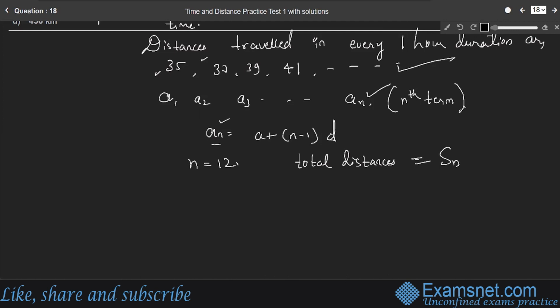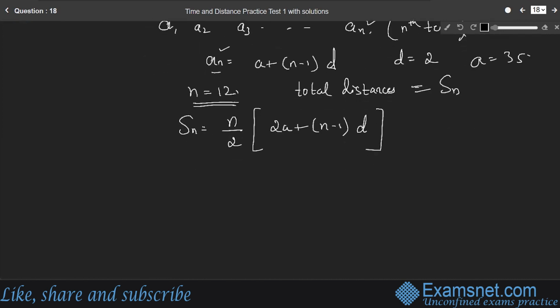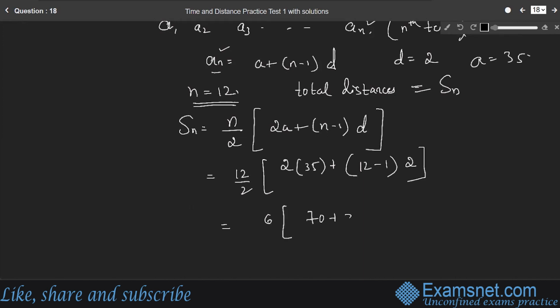So it is Sn. By the formula, Sn is n by 2 into 2a plus n minus 1 into d. Here n is 12 and the common difference d is 2, right? The difference between two consecutive terms, right? Whereas a is the first term, which is 35, right? Therefore, the sum of all these distances is equal to 12 by 2 into 2 times 35 plus n, which is 12, minus 1 into the common difference, which is 2. Simplify it: 6 into 70 plus 11 into 2, which is 22.